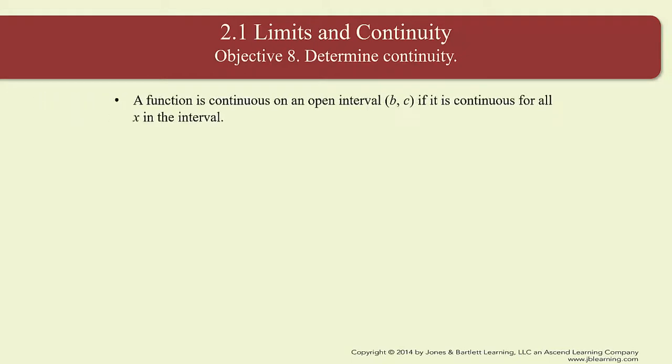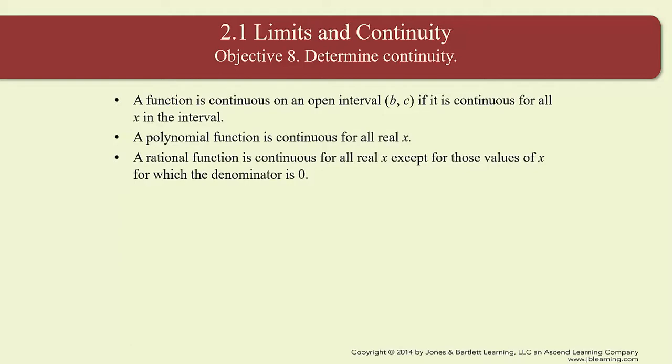So a few more topics here about continuity. We can say a function is continuous on an open interval (b, c) if the function is continuous for all values of x in the interval. Kind of file this away. A polynomial function, polynomials are very friendly functions. A polynomial function is continuous for all real x. So for everything, a polynomial is continuous.